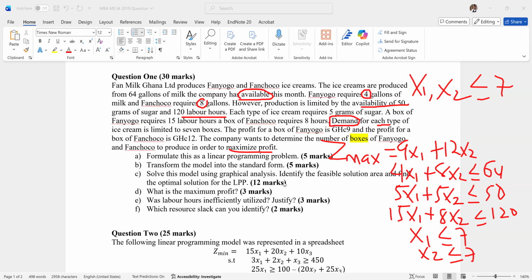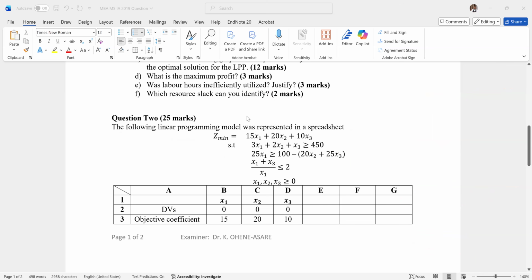Let's go back to another question, still on that portion. This one is being formulated already, and you are supposed to do it in Excel. So I'm going to do this one. Let me see.